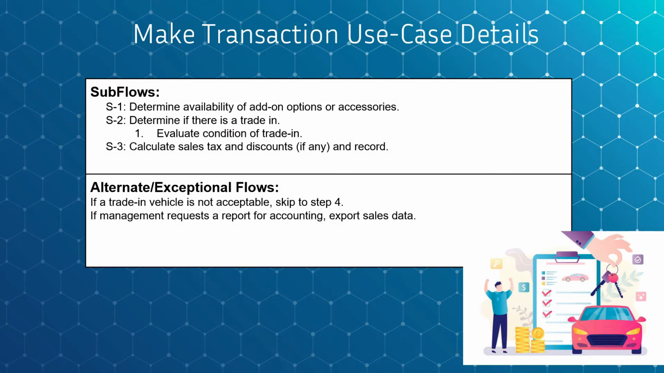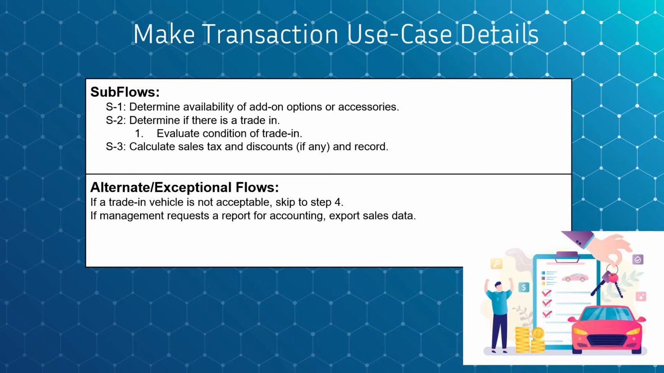For our subflows, we have 3 subflows. First is determine the availability of add-on options or accessory that client has chosen. And second, determine if there is a trade-in, and if there is a trade-in, evaluate the condition of trade-in. And third, calculate sales tax discounts, if any, and record it in the system.